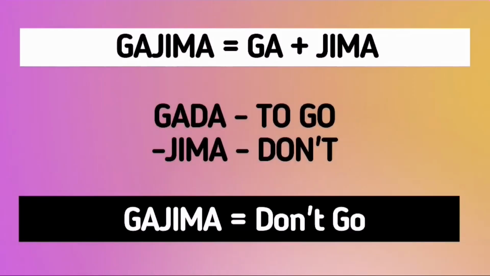Here is just a little bit of background about the origin of the word gajima. If you would remember, this is similar to how hajima is formed. Gajima is just the combination of gada and jima. Gada is a root verb which means to go, while jima is a suffix that negates an action or a root verb. This time, the root verb is gada. Therefore, the meaning of the word gajima is simply, don't go.